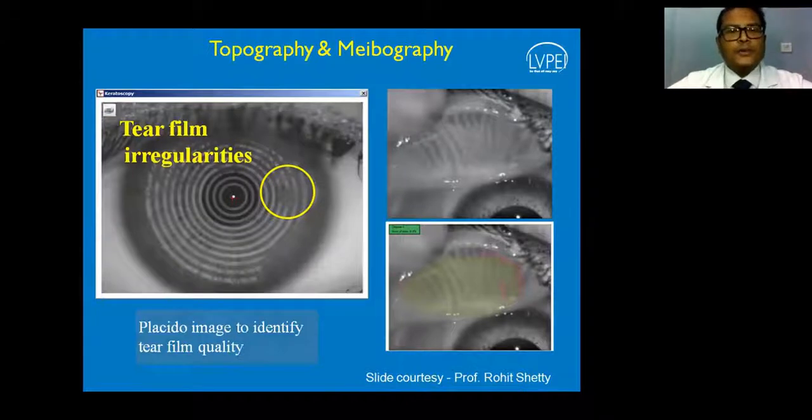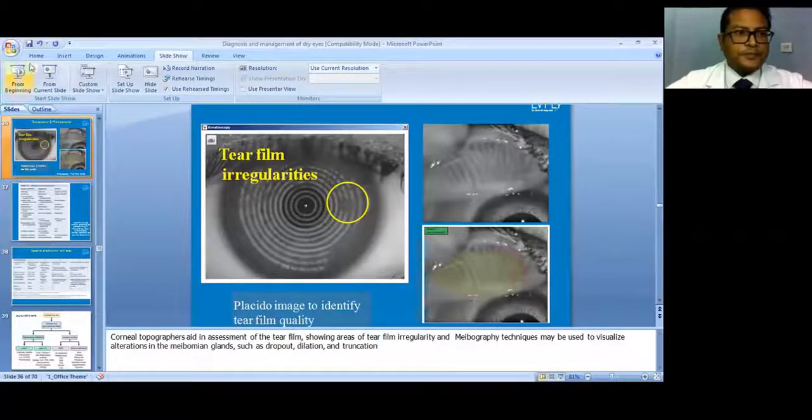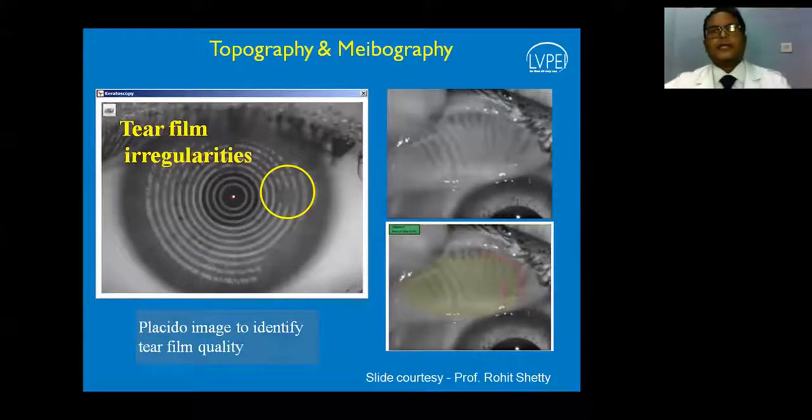Corneal topography is also another useful adjunct, where dropouts or decreased quality of the mires from the tear film can note tear film irregularities. The Placido image helps to identify tear film quality. In addition, the meibomian glands are also very well displayed, and any dilatation, dropout or distortion of the meibomian glands can tell us about the state of the health of the meibomian glands.